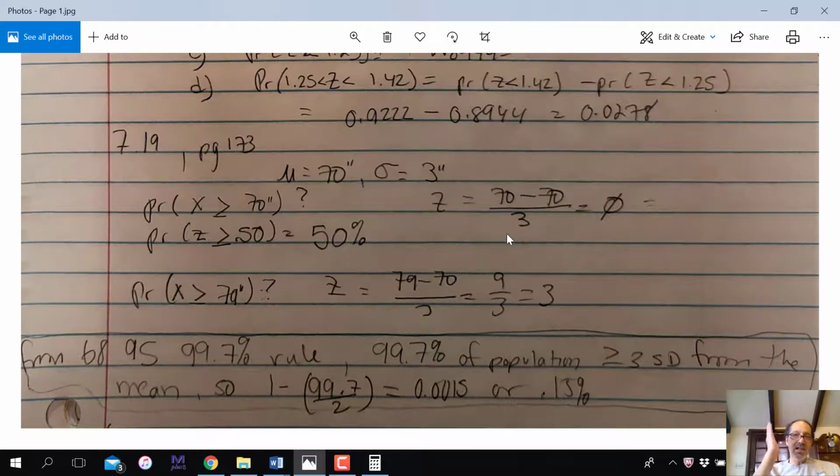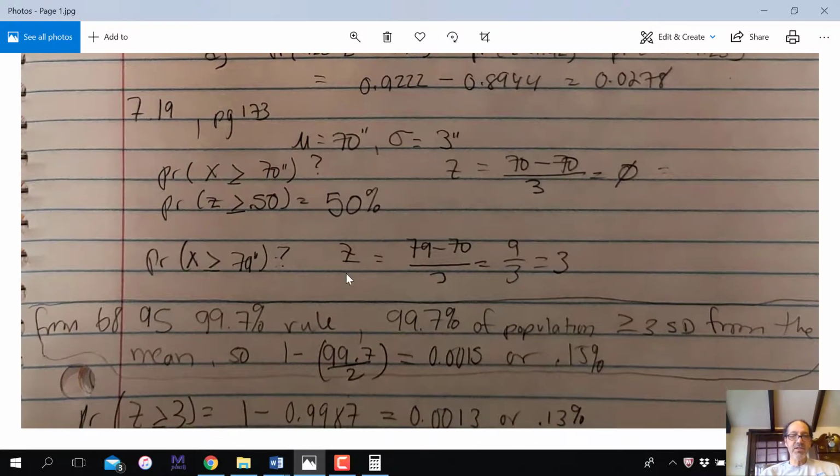And with a standard normal distribution, 50% of the population is at or below 0. So if you're 70 inches, you're smack in the middle. You're just above 50% of the population. If, on the other hand, you are 79 inches, or 6'7".